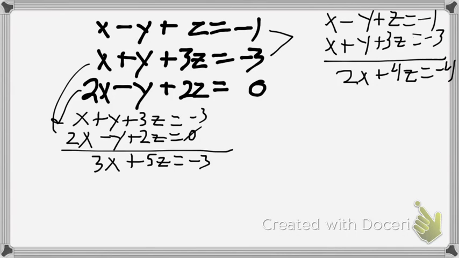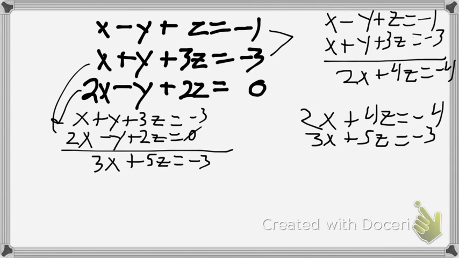So, now we have two equations, 2x plus 4z equals negative 4, and 3x plus 5z equals negative 3. And we're going to treat this, now this is just like systems of equations that we learned in algebra. It's a two-variable system of equations. So we don't have anything here that's readily isolatable. I guess you could divide the entire top one by 2.